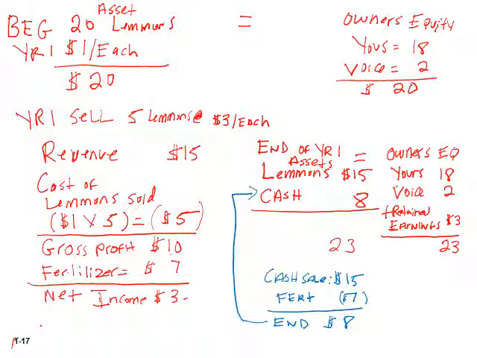I still have some lemons left. Good. I started the year with 20. I sold 5, so there were 15 left. I just sold 6 more. So how many lemons do I have left now? I have 9 lemons left, at $1 each, so $9, plus the $26 cash. So my total assets are how much? Total assets are $35.